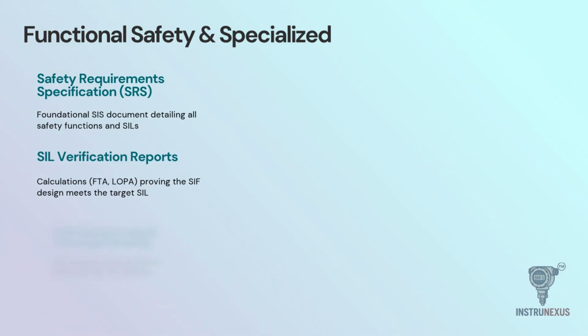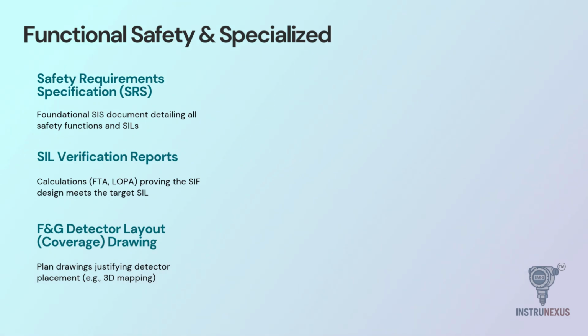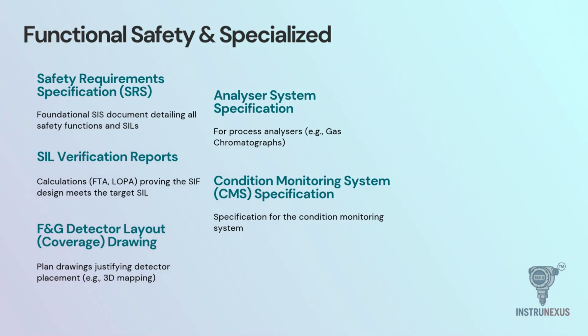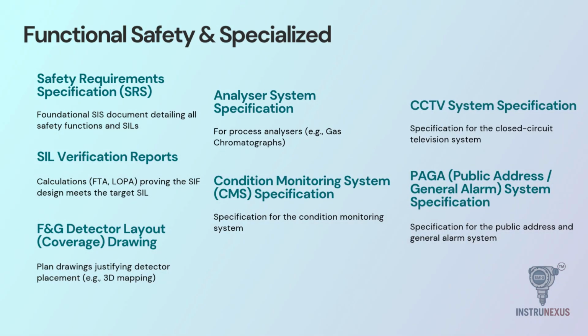We also utilize F&G detector layout drawings to justify detector placement, often using 3D mapping techniques. Beyond safety, this section covers specialized systems like the Analyzer System Specification for gas chromatographs, condition monitoring systems for rotating equipment, and communications systems like PAGA and CCTV specifications.